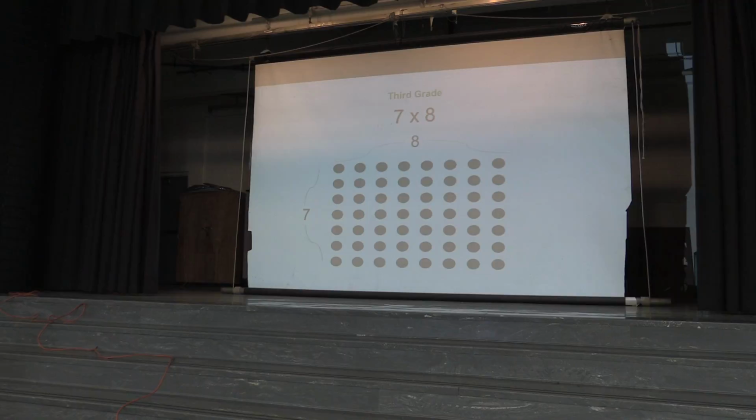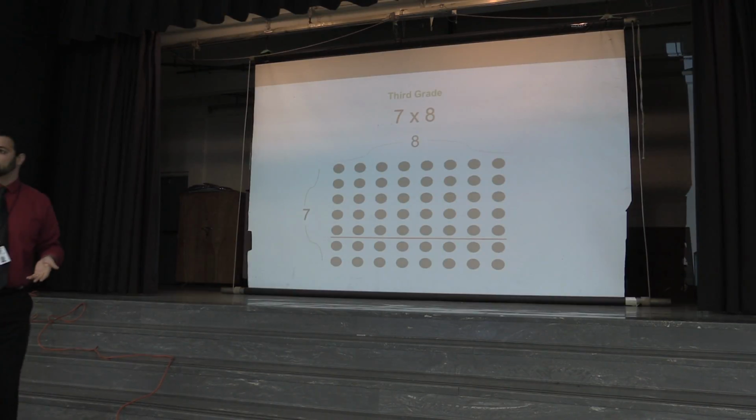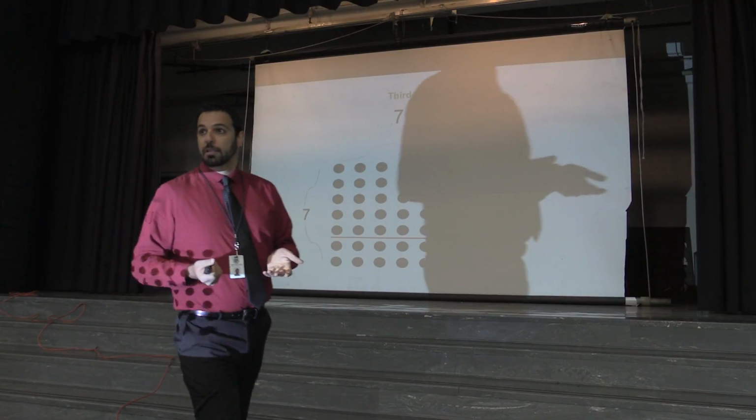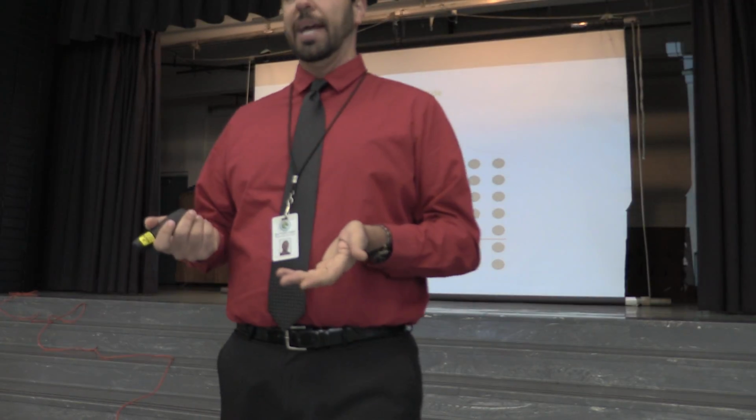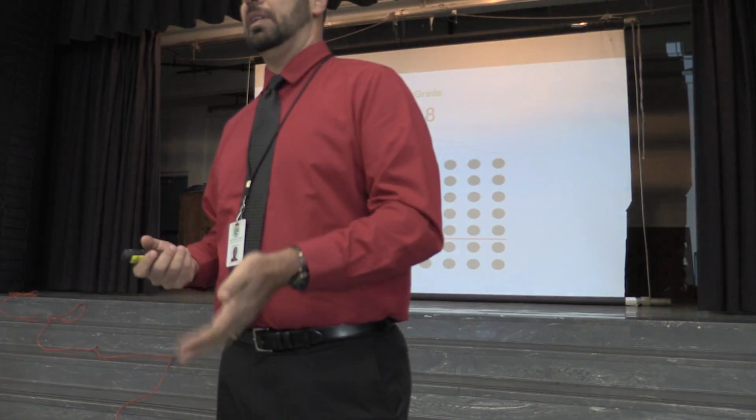And we teach them decomposing. Remember that 7 didn't have to be a 7? Well, this 7 rows of 8 doesn't have to be 7 rows of 8. It could be 5 rows of 8 and 2 more rows of 8. Now, why would I split it into 5 rows and 2 rows? Those are easier, right? Skip counting by 5s and skip counting by 2s.